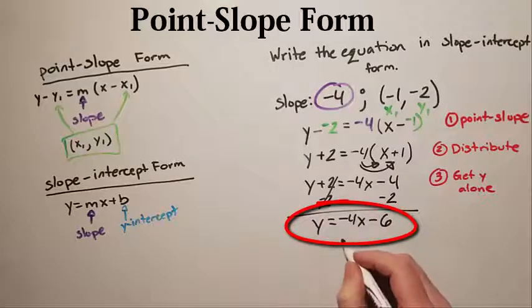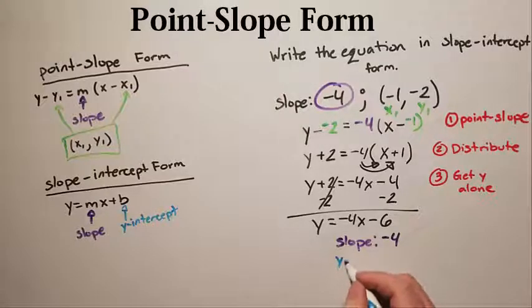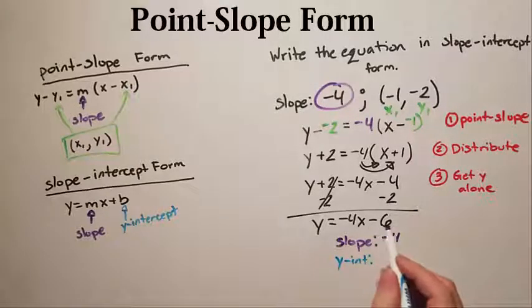You are able to identify the slope. The slope is the number in front of x, so my slope is a negative 4. The y-intercept is the lonely number without any letter. Negative 6 is the lonely number without any letter. You're done.